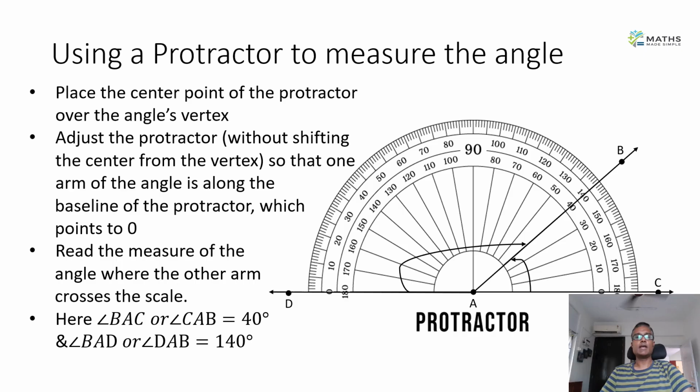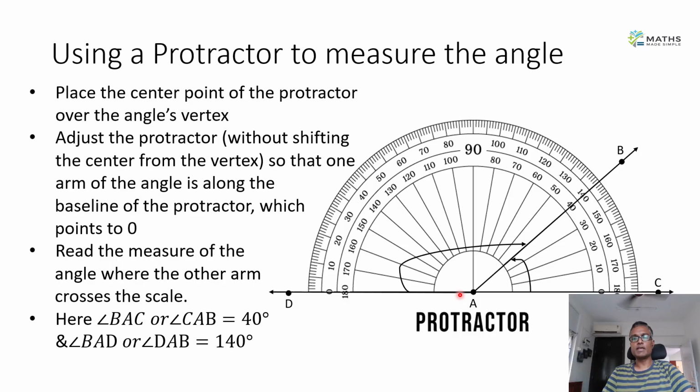Let's see here how we can measure an angle by using a protractor. Now, place the center point of the protractor over the angle's vertex. Adjust the protractor so that one arm of the angle is along the baseline of the protractor, which points to 0. While doing so, please ensure that the center point of the protractor remains at the vertex.